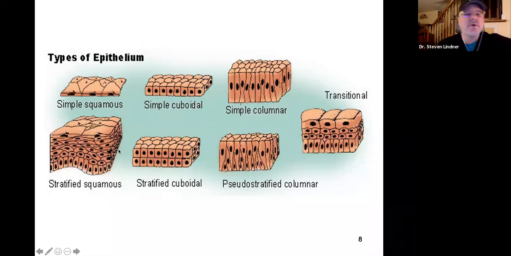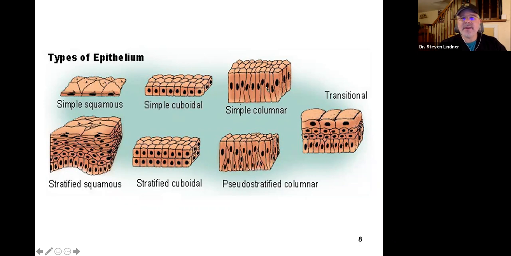Then we look at the simple cuboidal. When we compare simple cuboidal to stratified cuboidal, this is pretty obvious. These are one cell layer thick of square, cube-shaped cells. Then we look down below it and we see more than one layer. These are multiple layers of cube-shaped cells. So this is simple cuboidal, and this is stratified cuboidal. We would call this simple cuboidal epithelium, this stratified cuboidal epithelium, this simple squamous epithelium, and this stratified squamous epithelium.